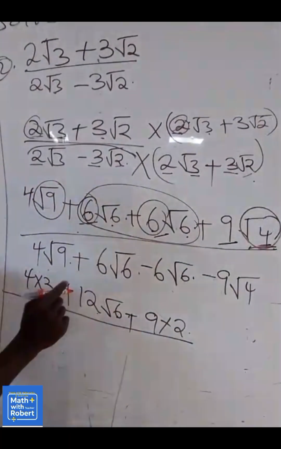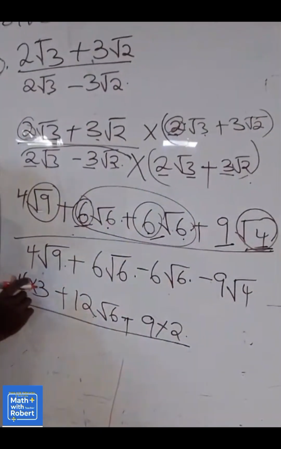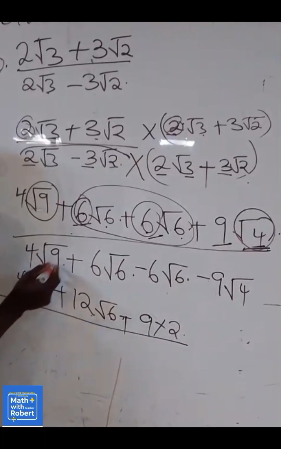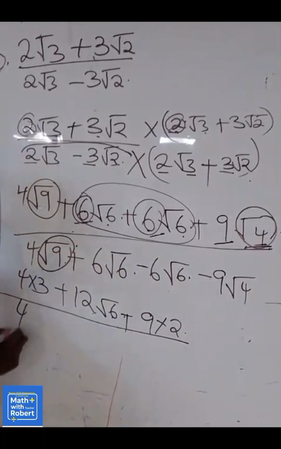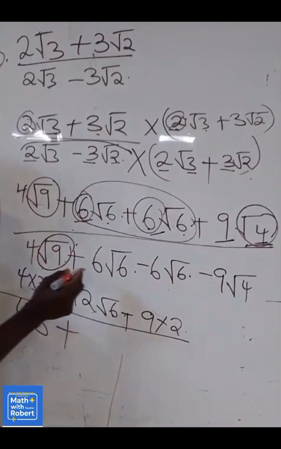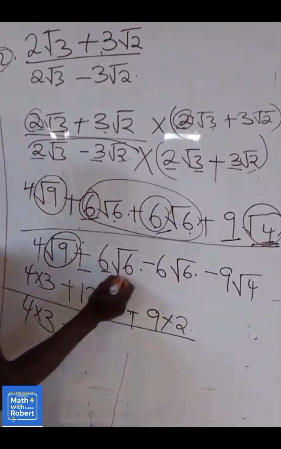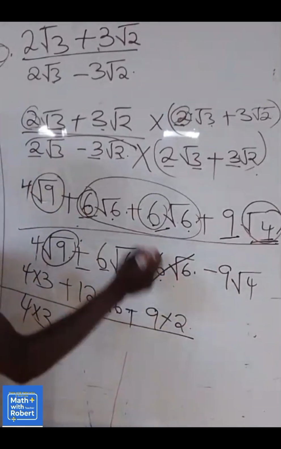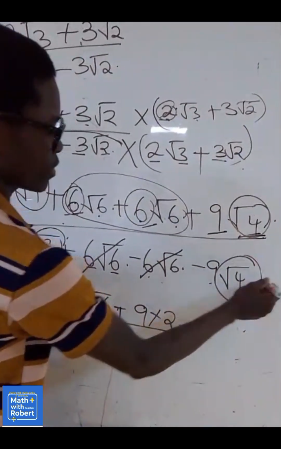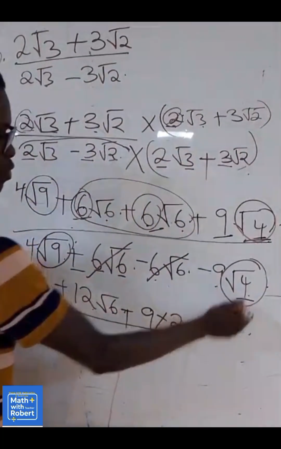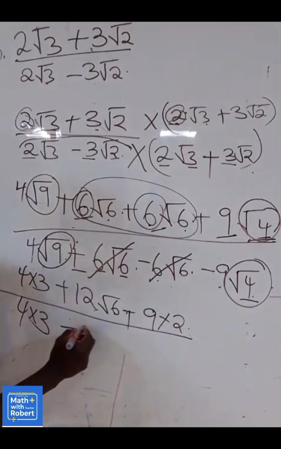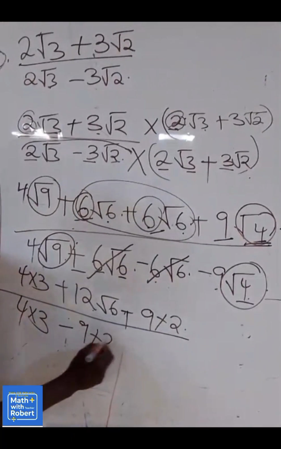Then we move to the denominator. In the denominator we have 4 surd 9. So again surd 9, it is 3. So we replace 4 times 3. Then plus, here is positive 6 surd 6 and negative 6 surd 6, so they cancel. Then negative 9 surd 4, 4 has a square root which is 2, so we replace this one with 2. That is minus 9 times 2.